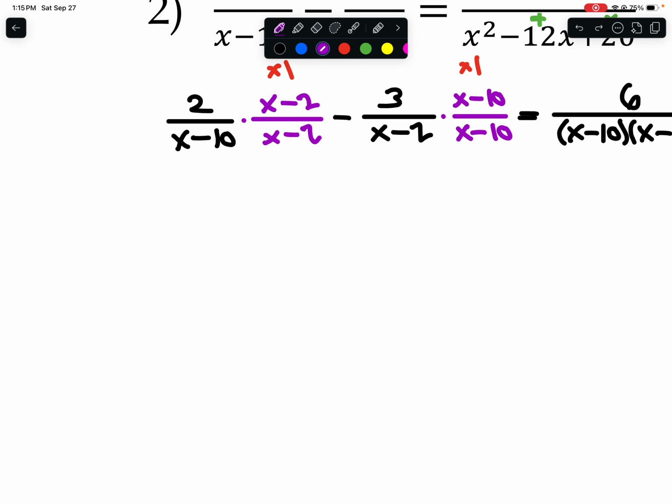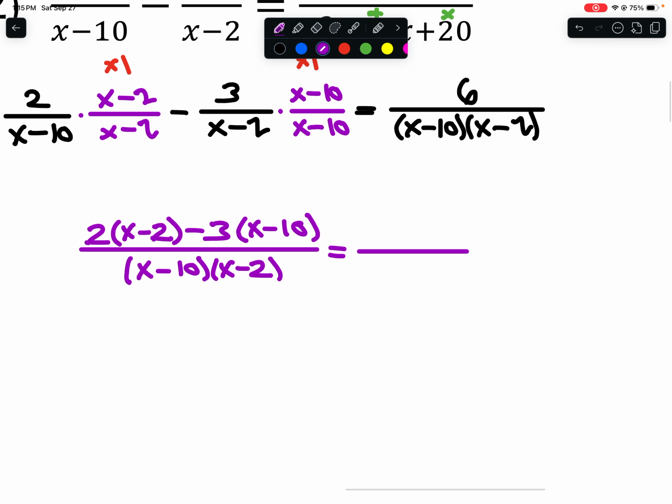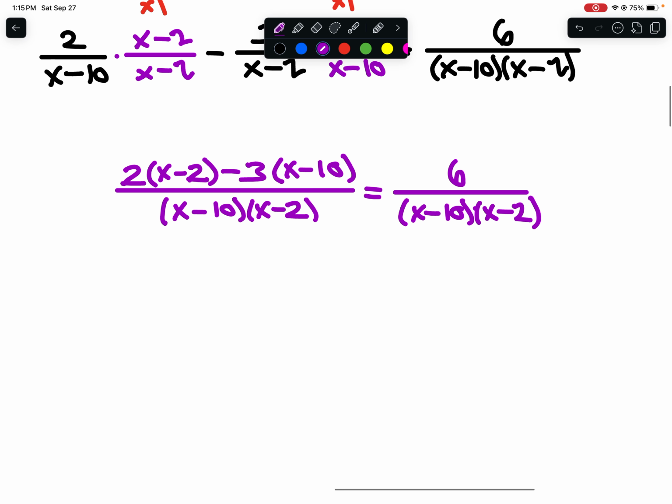So now I have a common denominator on the left side, so I'm going to start combining. I'm going to rewrite as 2 parentheses x minus 2, which is my numerator from up here, and then I'm going to subtract this portion over here: minus 3 parentheses x minus 10, all over x minus 10 times x minus 2. And then that's going to be equal to 6 over x minus 10 parentheses x minus 2.